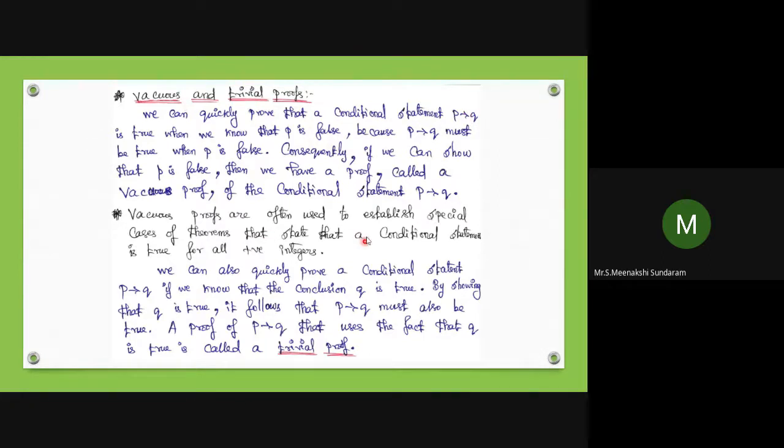For trivial, the output is true, and we don't bother about the input. So we can also prove a conditional statement P implies Q if we know that the conclusion Q is true. By showing that Q is true, it follows that P implies Q must also be true. A proof of P implies Q that uses the fact that Q is true is called a trivial proof. This is the difference between trivial and vacuous. Vacuous proof: the input is false, don't bother about the conclusion. Trivial: the conclusion is true, don't bother about the hypothesis, the input. These are the two differences.